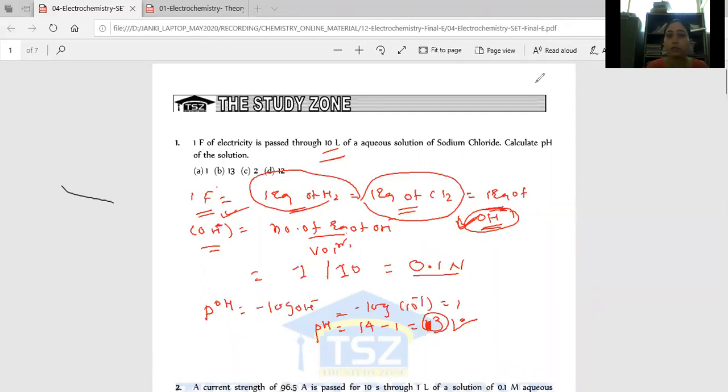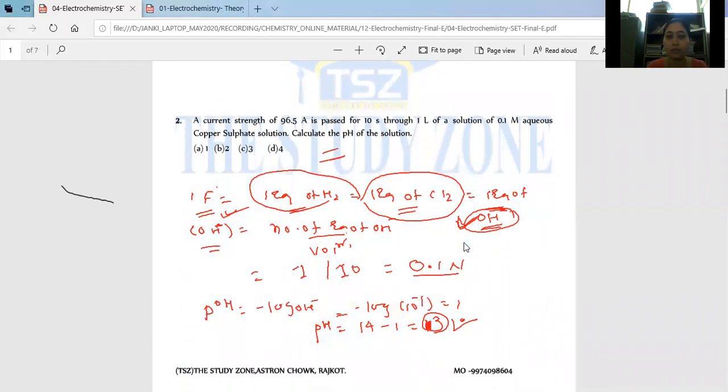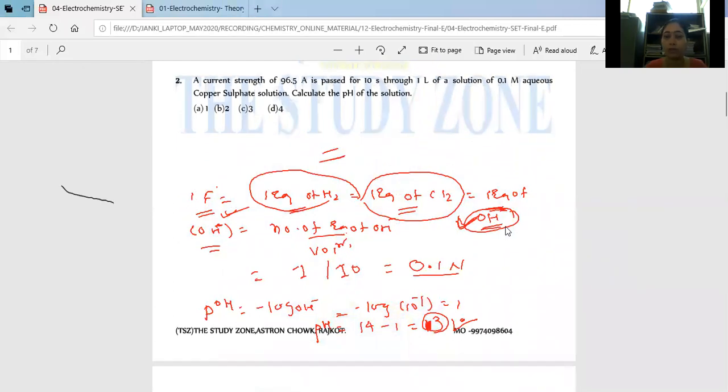Now let us go for the second question. Yes, everyone got the answer, 13. Now let us see the second question. Now the question is a current of 96.5 ampere, I is equal to 96.5 ampere, is passed for 10 seconds. T is equal to 10 seconds, right? 1 liter, it means volume is given as 1 liter.